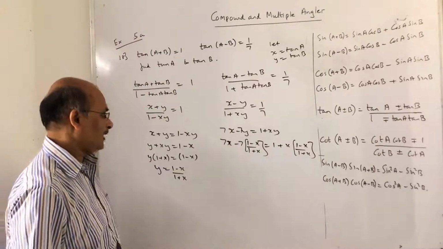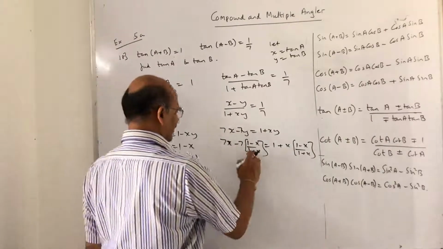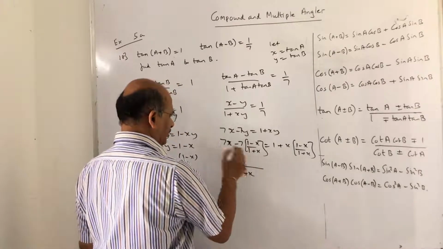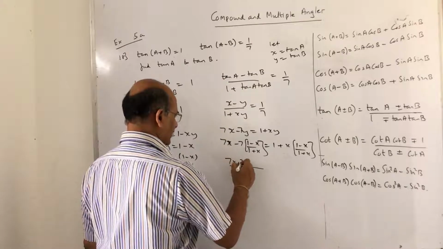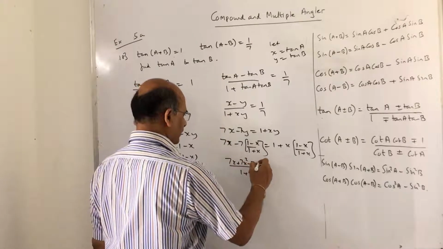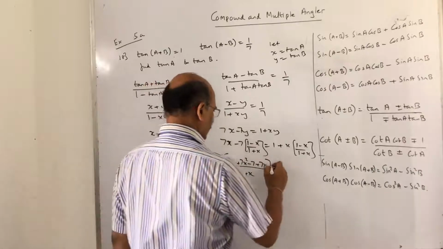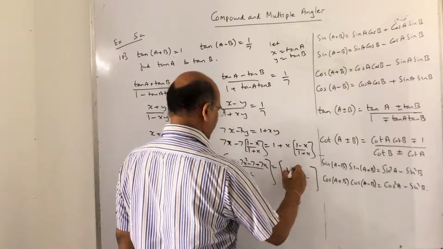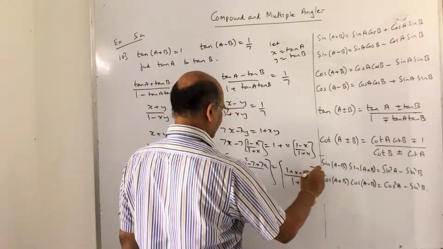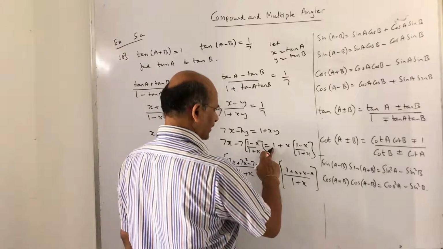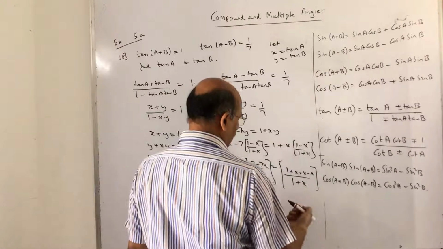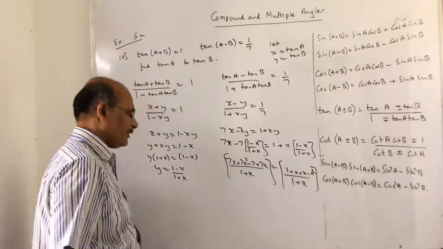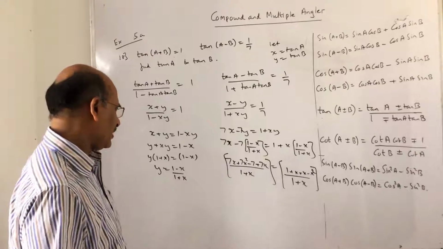Oh, it's a tough game. LCM on both sides. So 1 plus x, if I find the LCM here, what will happen now? This will become 7x plus 7x square minus 7 plus 7x is equal to, if I find the LCM this side, cross multiply, 1 plus x minus x square. Check, 1 plus x minus x square, right? I think I am very clear about it. Now I think I can simplify this carefully.